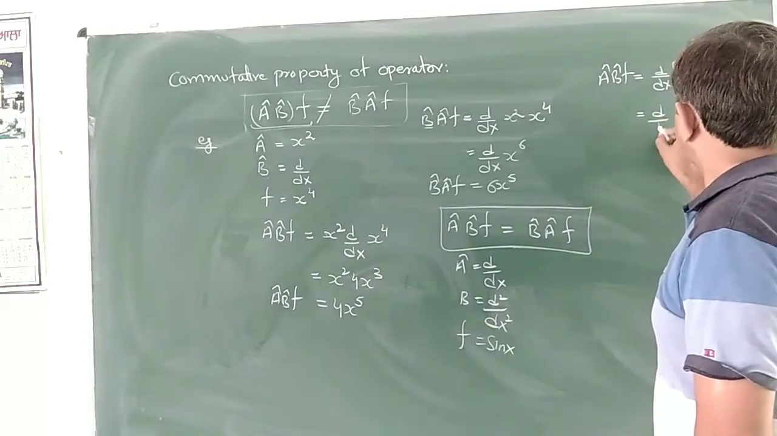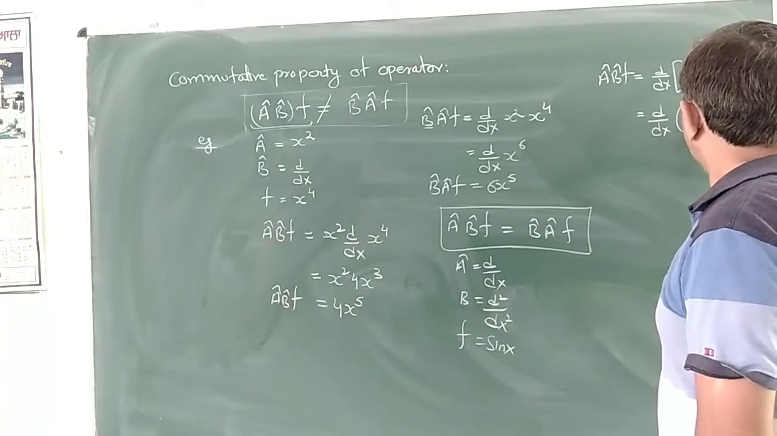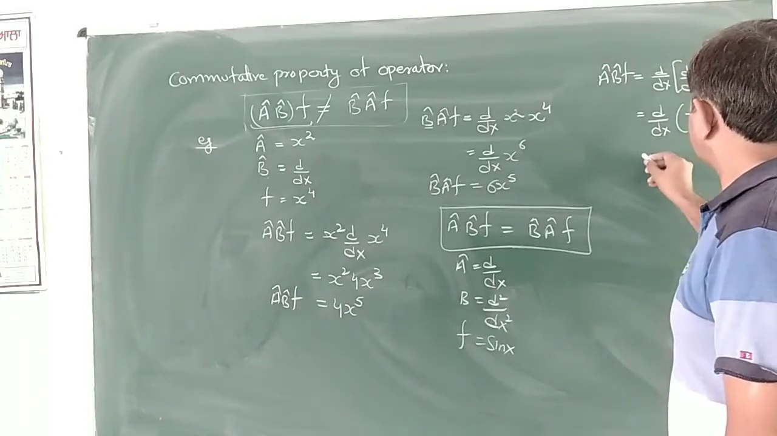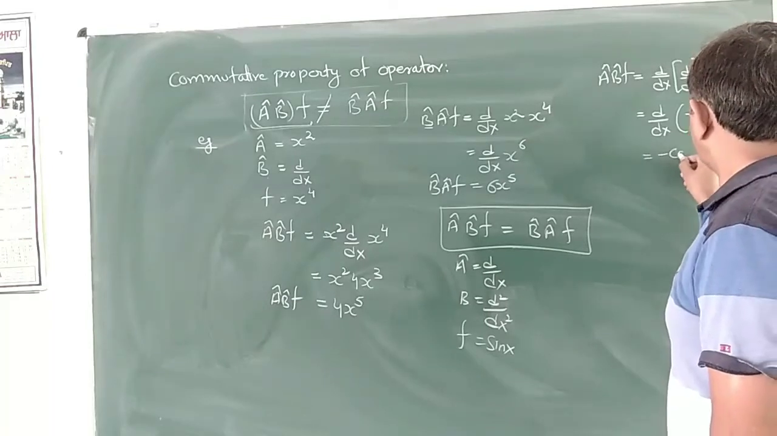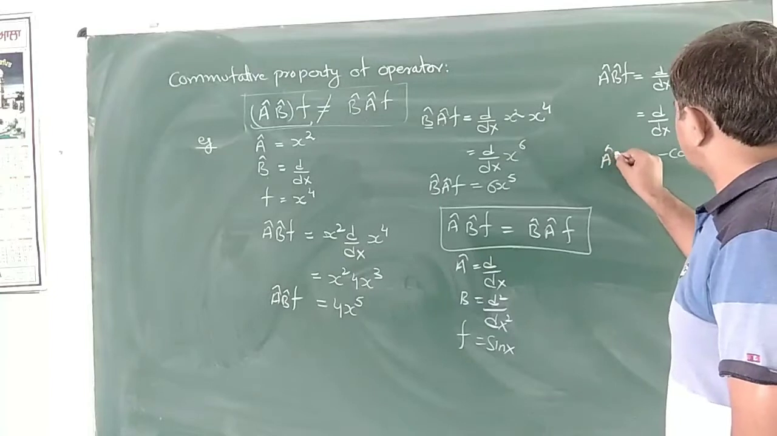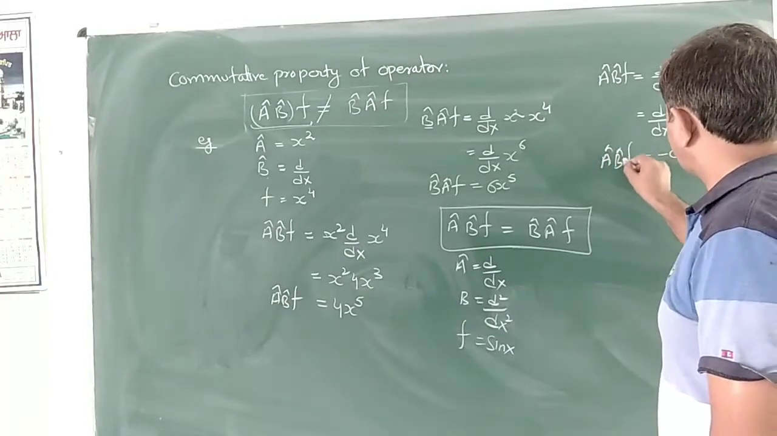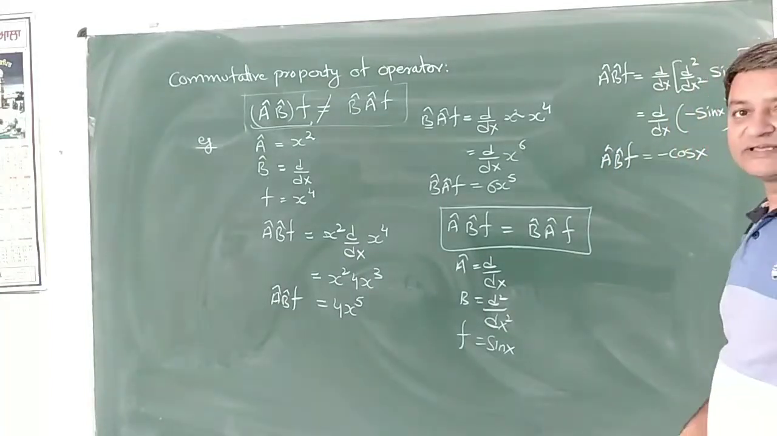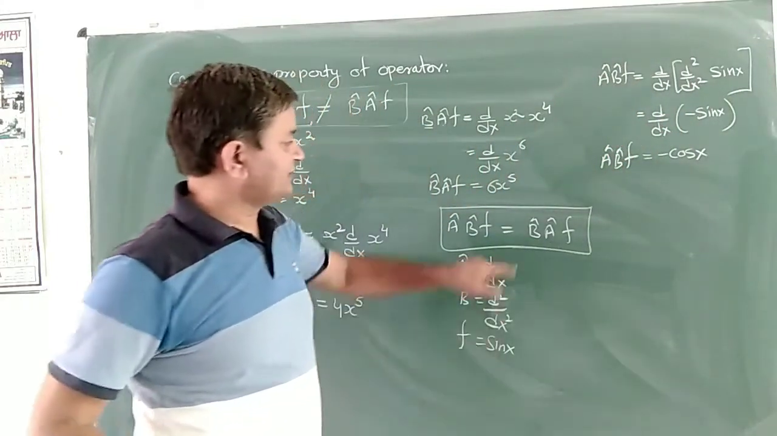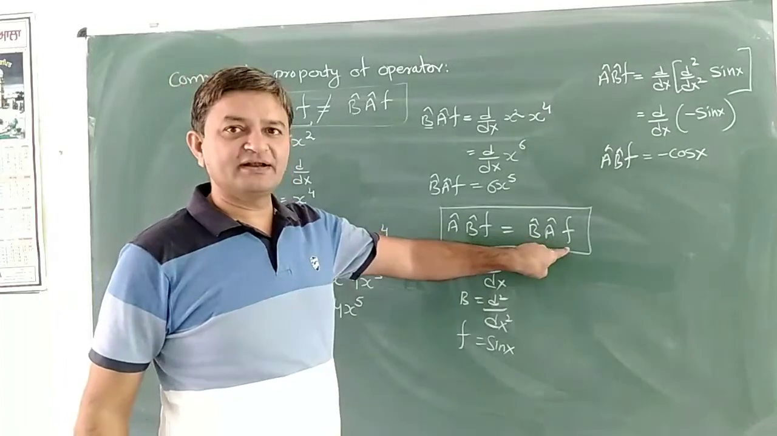So therefore d by dx is the minus sin x is there, and after that the differentiation of this is the minus cos x is there. So therefore this A operator and this B operator and the function is equal to minus cos x है। अब इसके बाद जो है दूसरी वैल्यू रहती है this B operator and A operator and F.